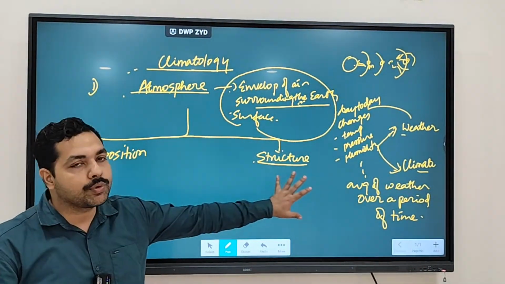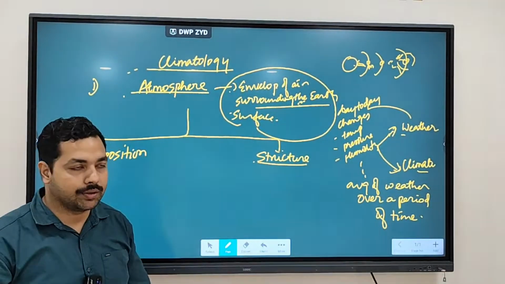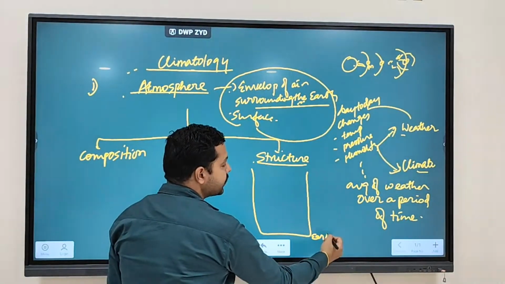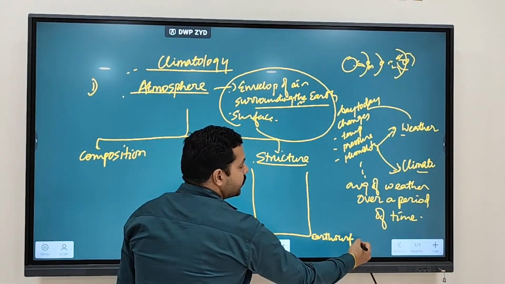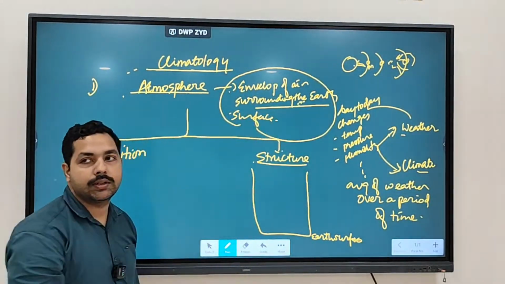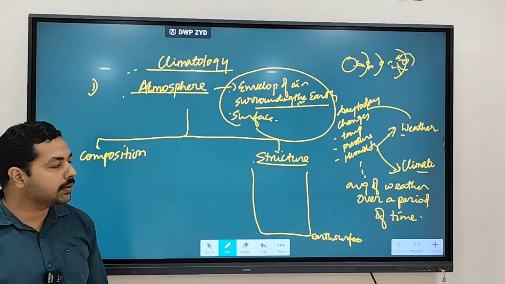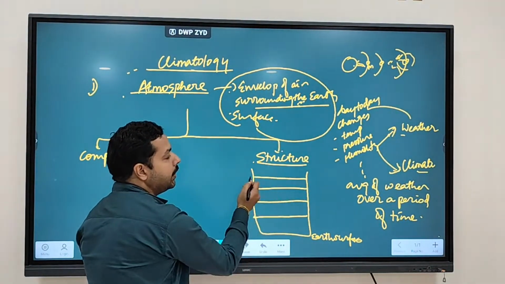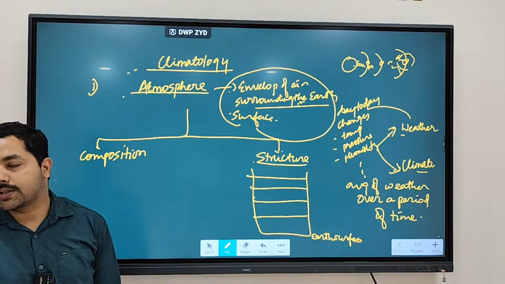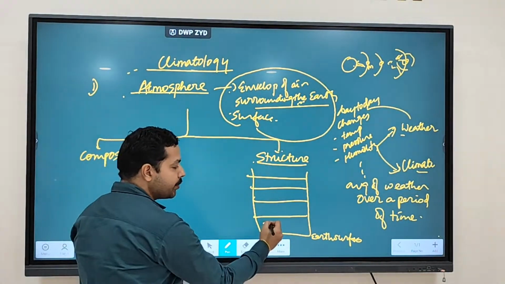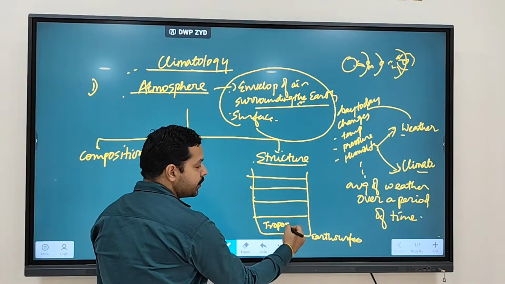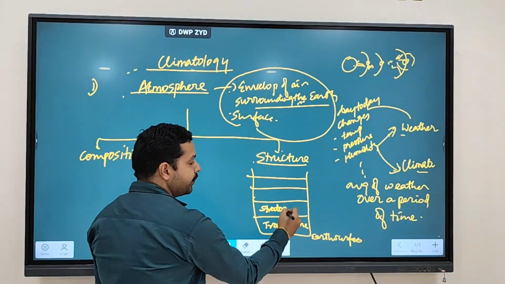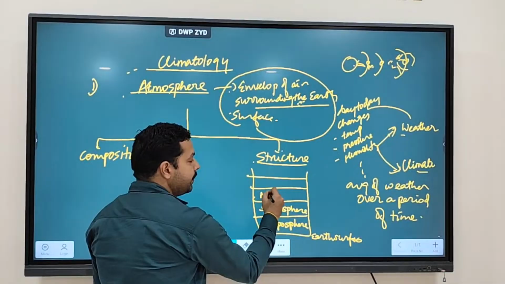So the atmosphere you have to study in terms of composition and structure. What is structure? Structure is how the atmosphere extends. Suppose this is the Earth's surface. As you go up from the Earth's surface, what different layers are you finding in the atmosphere? That is called structure. Clear? The lowest layer is called the troposphere. Then after that, stratosphere. Then after that, mesosphere.